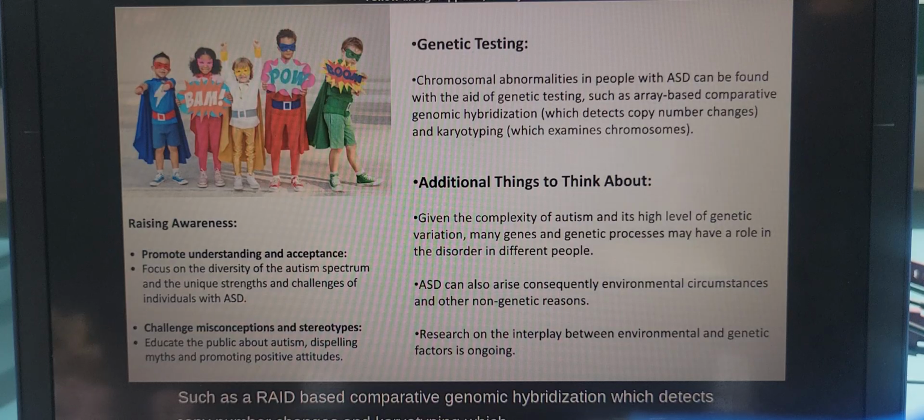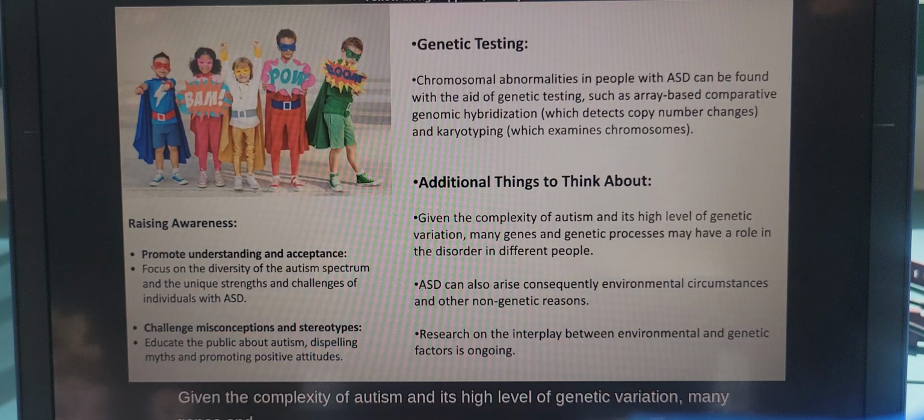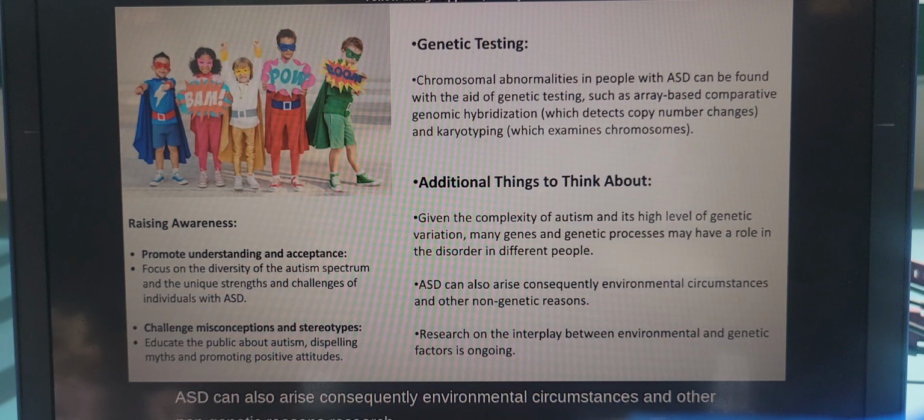Additional things to think about. Given the complexity of autism and its high level of genetic variation, many genes and genetic processes may have a role in the disorder in different people. ASD can also arise as a consequence of environmental circumstances and other non-genetic reasons. Research on the interplay between environmental and genetic factors is ongoing.